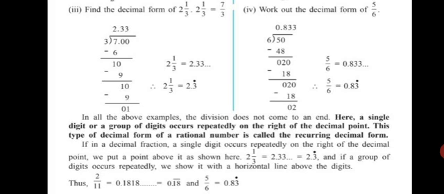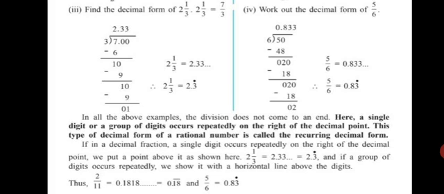So in all the above examples, the division does not come to an end. That means we are not getting the remainder 0. Like previously we got the remainder 0, and what did we call them? Terminating decimal form. Now here there are remainders left over. Here a single digit or a group of digits occur repeatedly on the right of the decimal point.